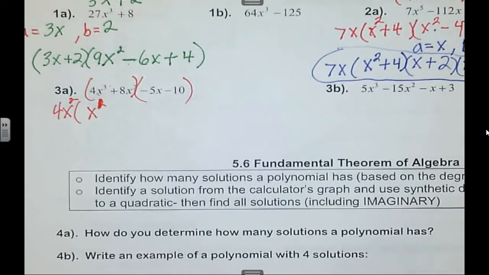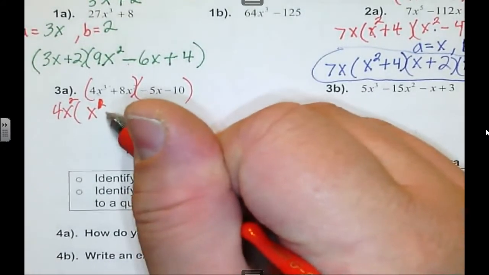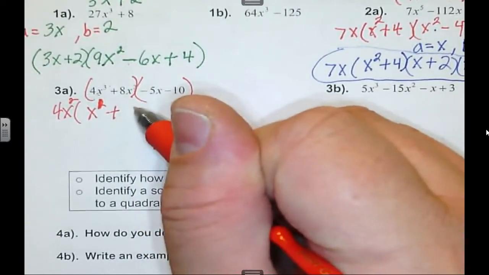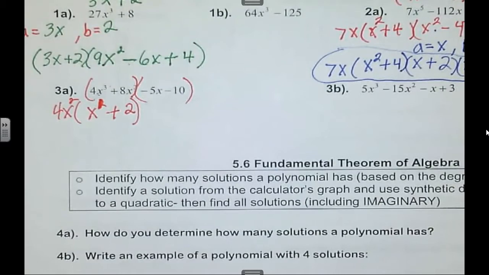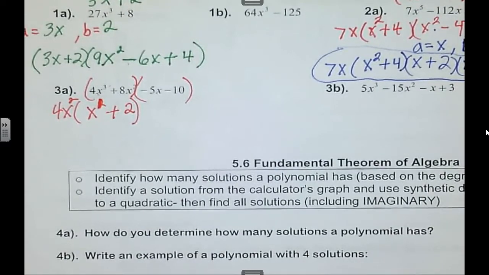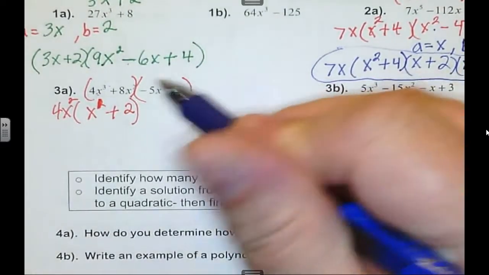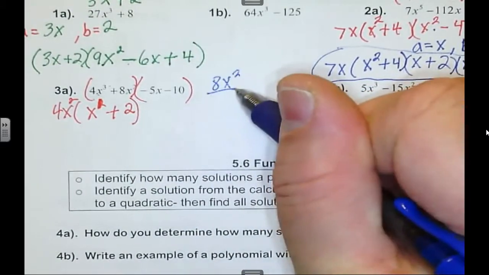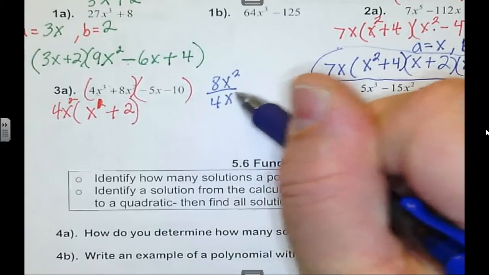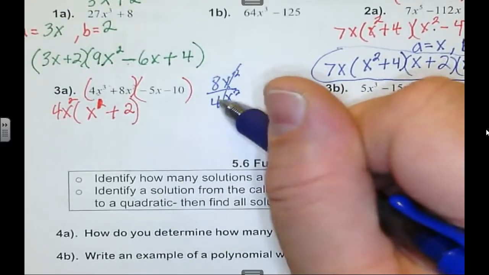Stop playing with your loop. 8x squared divided by 4x squared leaves me with a 2, right? Okay, I'm taking 8x squared and I'm dividing it by 4x squared. These cancel. 8 divided by 4 is 2.